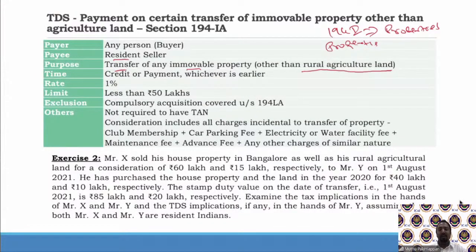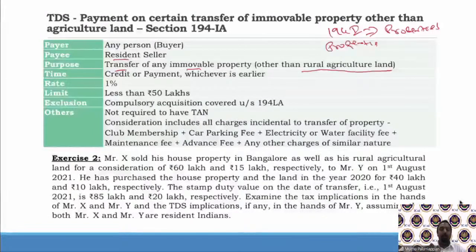If you actually see what is rural agriculture land, you would have studied that 8-kilometer radius in the exempt income chapter. So within that radius, if it's eligible to be called a rural agriculture land, then it is not an asset itself. It is not at all an asset. So TDS is not applicable on that asset.